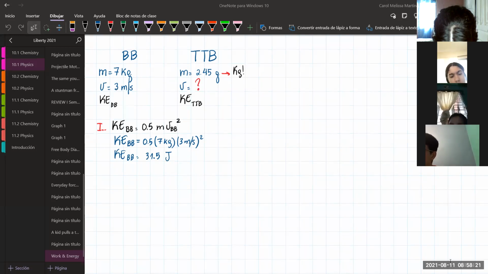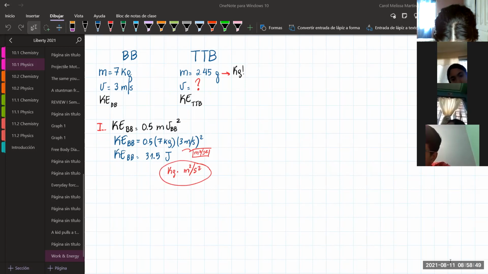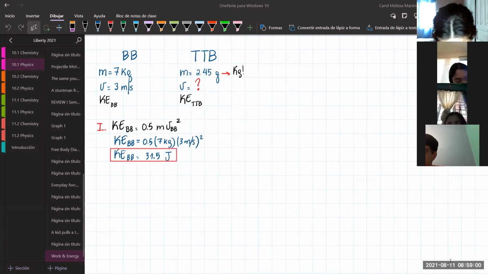Okay? So, take a look at the units. We have kilograms. We have meters per second that are raised to the second power. So, the units are going to be the units that I mentioned before. They will be kilograms times meters to the second power over seconds to the second power, because this part you're going to raise to the second power, and also the units are going to be raised to the second power, and this is what makes a joule. So that's how you obtain the joule, and that is the first part of the exercise.